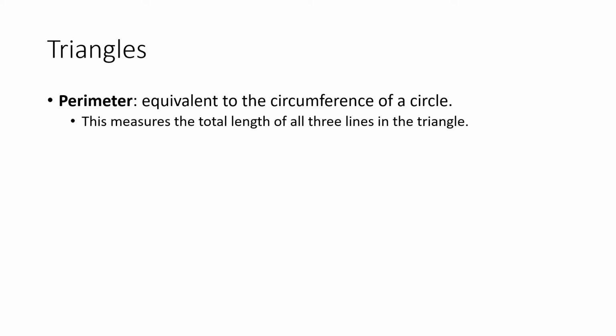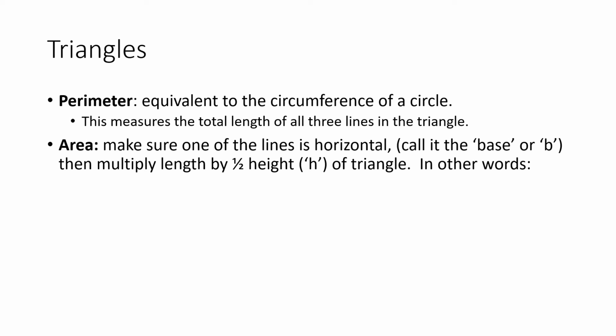You can look at the perimeter of a triangle, which is roughly equivalent to the circumference of a circle. It's the length of the edge, the outside of the triangle. It's called the perimeter. You can also find the area of a triangle. To do that, make sure it's placed horizontally, rotate it if you have to. And then a line that's horizontal is called a base. Multiply that by half of its height. So there's the formula there.